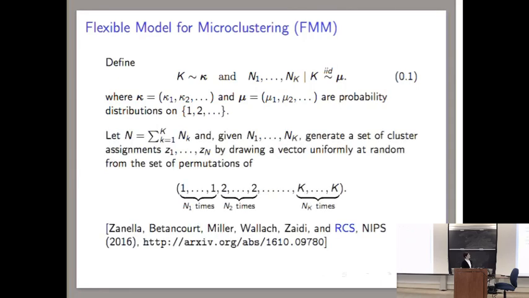So n is going to be the total number, the sum of the total size of the clusters. And then given the size of the clusters, we're going to generate a set of cluster assignments. So these are the z's. The way that we're going to generate these is we're going to draw these as a vector uniformly at random from this set of permutations. So we'll have the 1's n1 times, the 2's n2 times, and the k's nk times.